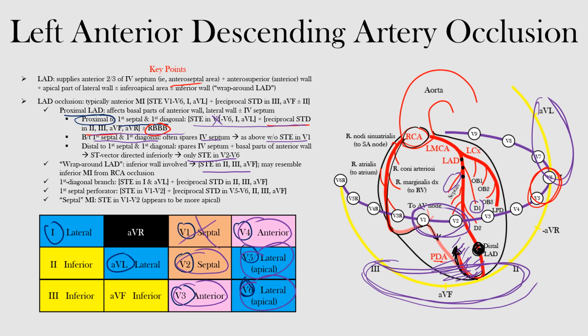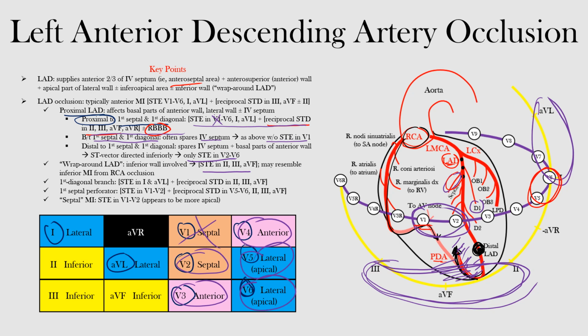Now with a proximal LAD, meaning the closer, earlier portion of this left anterior descending artery, if that's occluded before the first septal and first diagonal, we'll see ST elevation in V1 through V6, 1, and AVL, as well as those reciprocal changes in 2, 3, AVF, and sometimes AVR. And remember, this one is commonly associated with new onset right bundle branch block. Now, if it's between the first septal and the first diagonal branch, this will often spare the interventricular septum, because now that septal branch is able to feed the septal area, and we will often not see ST elevation in lead V1, but everything else will still remain the same.